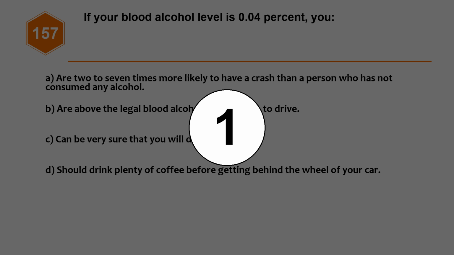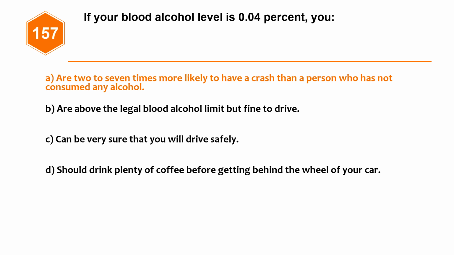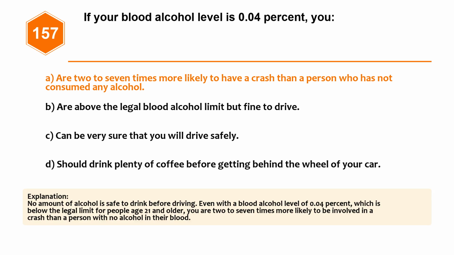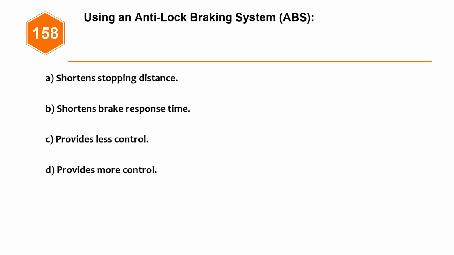The correct answer is option A. Are 2 to 7 times more likely to have a crash than a person who has not consumed any alcohol. Explanation. No amount of alcohol is safe to drink before driving, even with a blood alcohol level of 0.04%, which is below the legal limit for people aged 21 and older. You are 2 to 7 times more likely to be involved in a crash than a person with no alcohol in their blood.